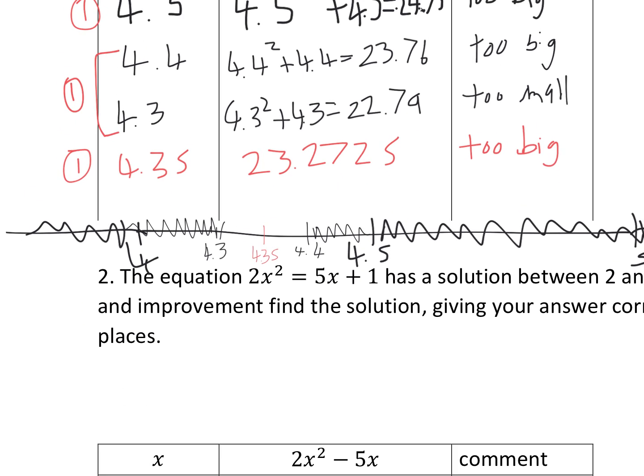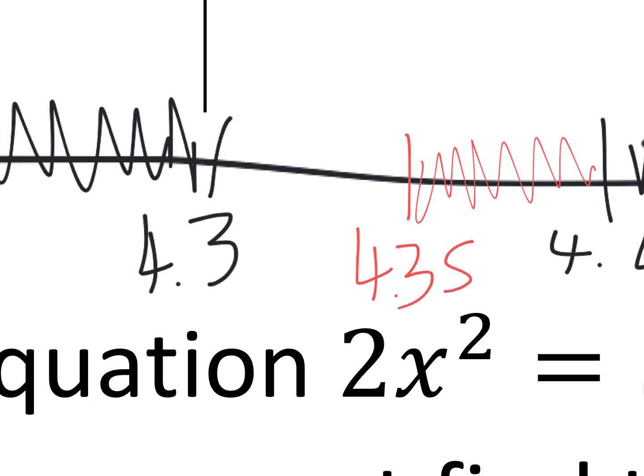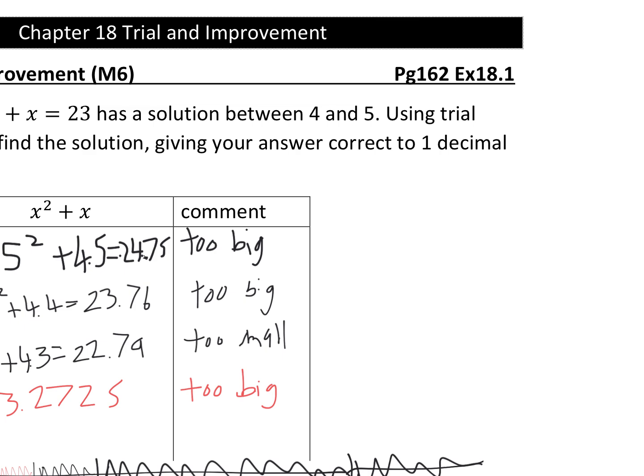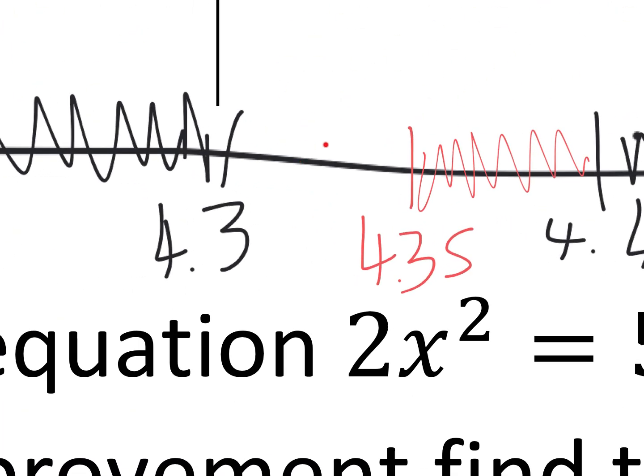Why is that useful? Well, if 4.35 is too big, we can get rid of anything up here, and we know it's between 4.3 and 4.35. What's significant about any number between 4.3 and 4.35 is that we're told to give our answer correct to one decimal place. It doesn't matter what number you choose in here, or what the answer is in here, whatever that answer is, if you are rounding it, it's not going to be bigger than 4.35, so it'll never round up to 4.4.